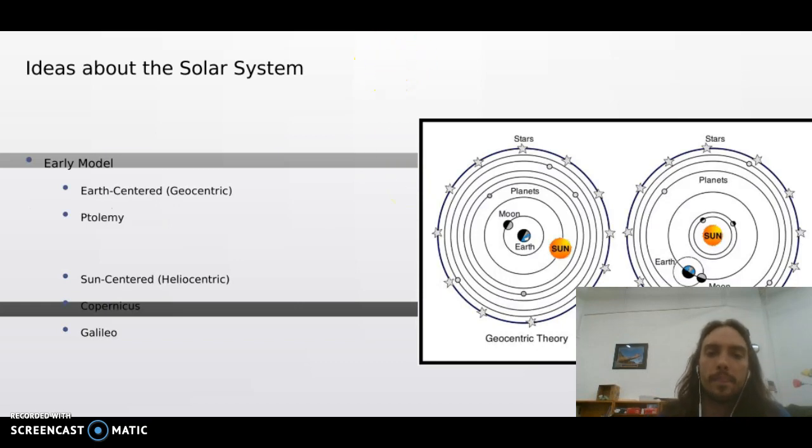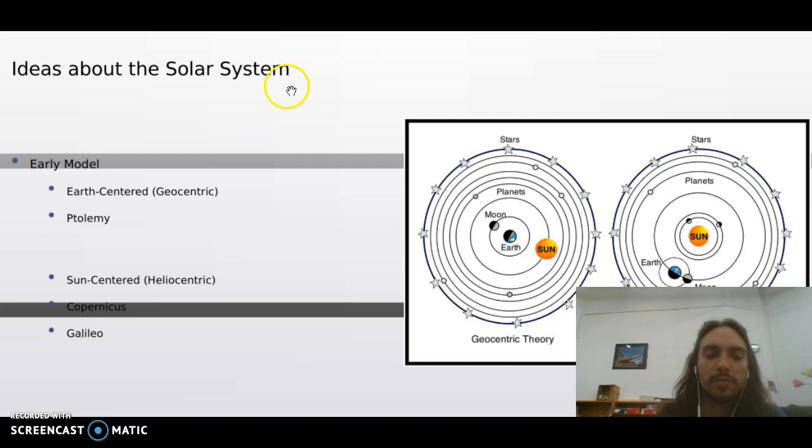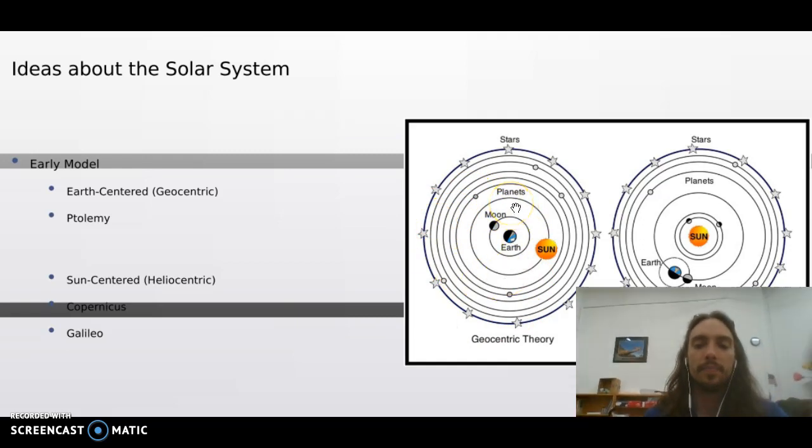Okay, so we got some old school ideas about the solar system. We have some new school ideas about the solar system. One of the older models is called geocentric, and that's essentially people thought that the Earth was the center of the universe, and that the sun and the moon and all the planets and the stars revolved around the Earth. Ptolemy, some people call him, was the one who generated that idea, and although he was forward thinking for thinking about the solar system, he was completely wrong.